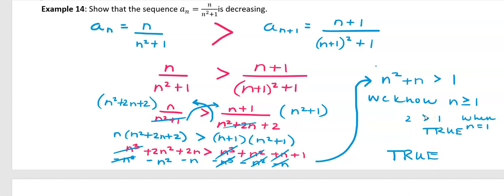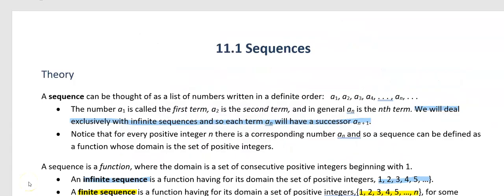So this statement here is a true statement based on what we know about the n values, that they have to be positive integers. So that kind of wraps up our sequences discussion. We'll talk more about it in class.